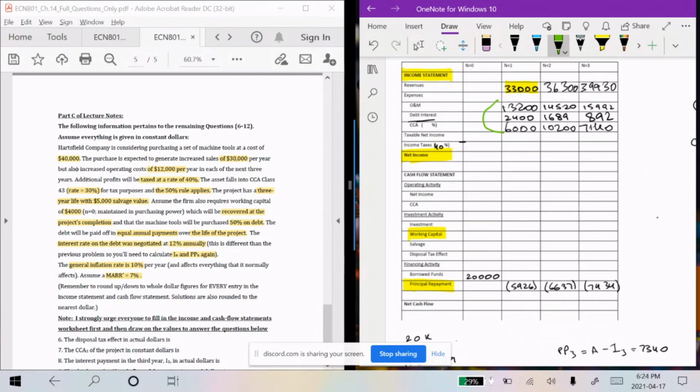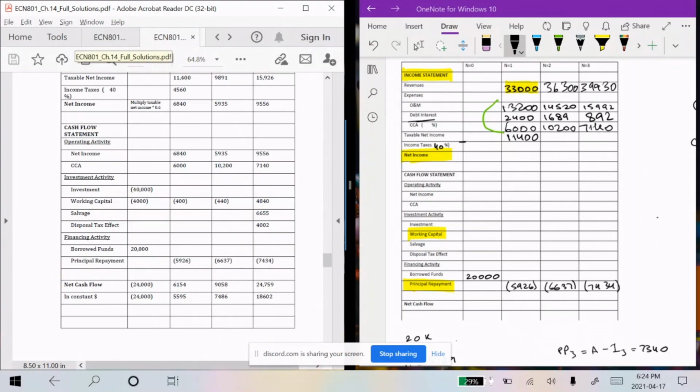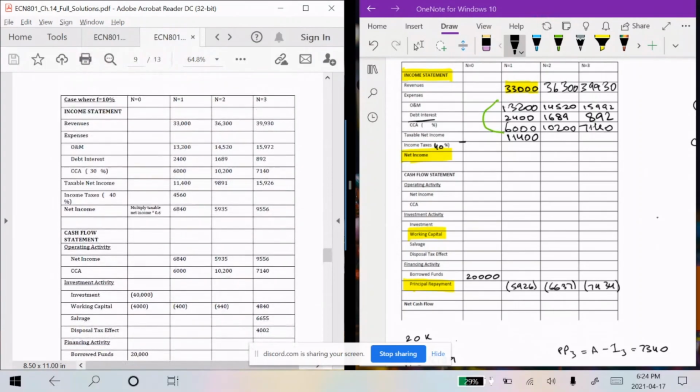So you get 11,400. Let me change the column. 11,400 as your taxable net income. And in the second period, you get 36,300 minus 1490. I'll just copy it over because it's the same process. Here, taxable net income. So take this, you subtract all this. So what do you get here? 9891.